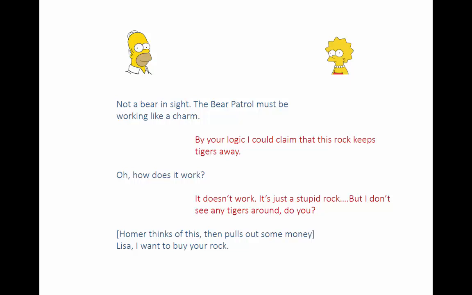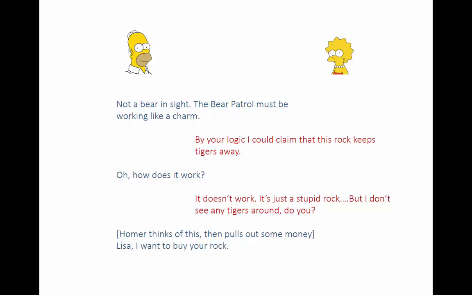I think it's an amazing scene. Let's walk through it. What happens? There's the bear patrol. We've all seen it. This show is running forever. There's the bear patrol, and Homer says, "Not a bear in sight. The bear patrol must be working like a charm." And then Lisa says, "By your logic, I could claim that this rock keeps tigers away." And then Homer, "How does it work?" Lisa, "It doesn't work. It's just a stupid rock. But I don't see any tigers around, do you?" And then Homer wants to buy the rock.